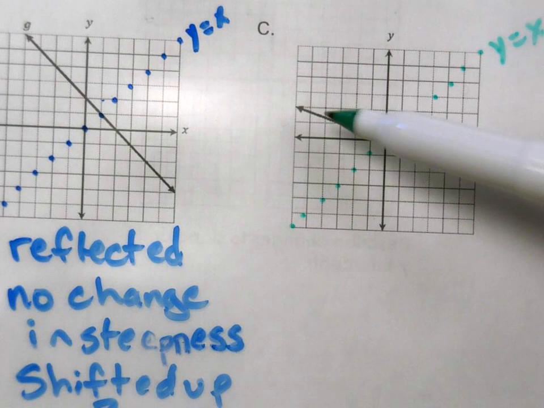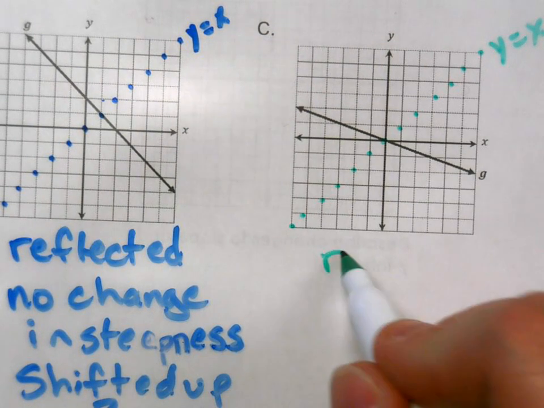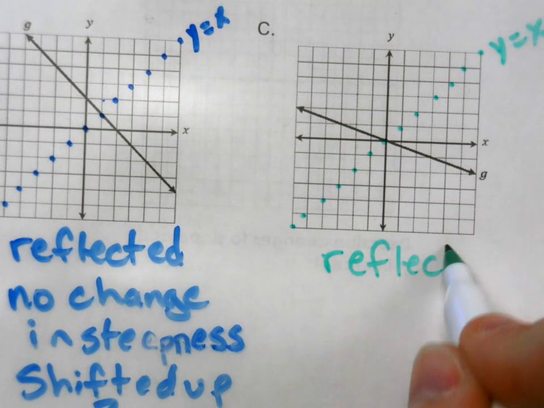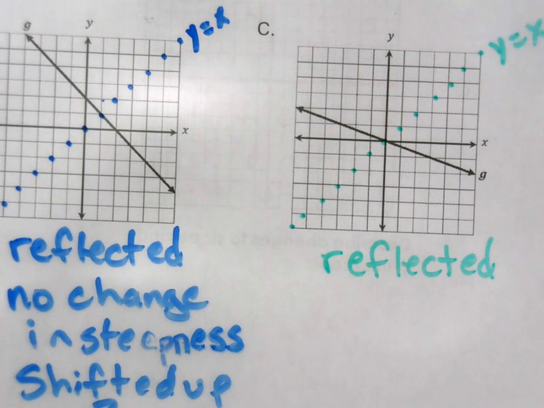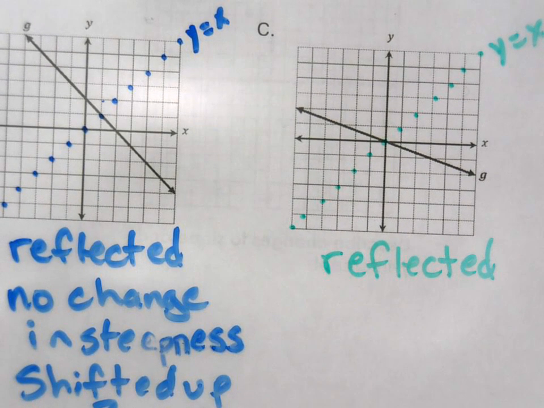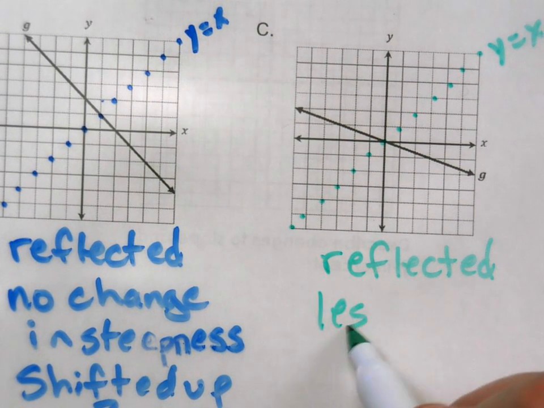Okay. So it did reflect because it was positive, right? And now it's going downhill. So it reflected. And then the steepness. How did my steepness change? It's less steep. So it's less steep.